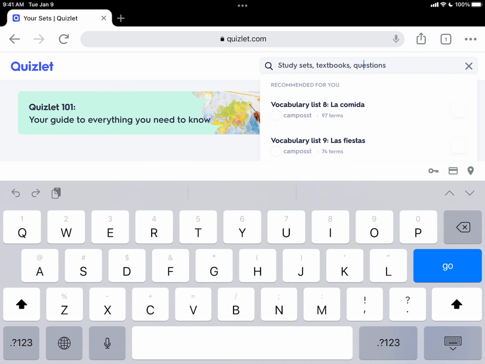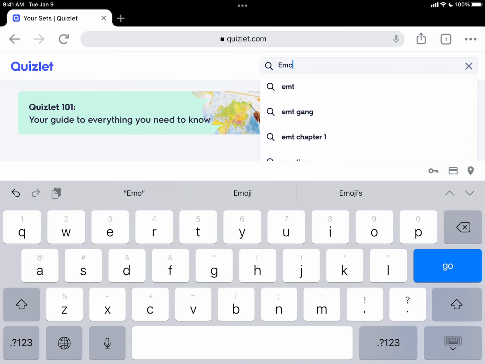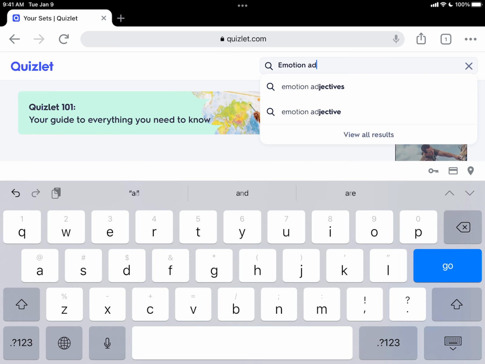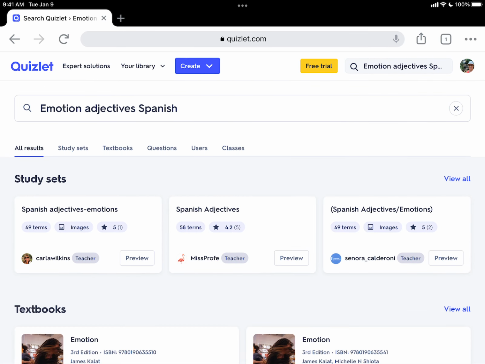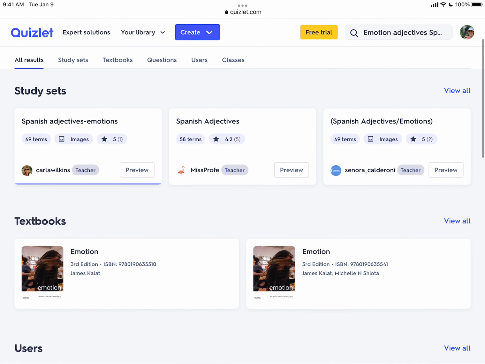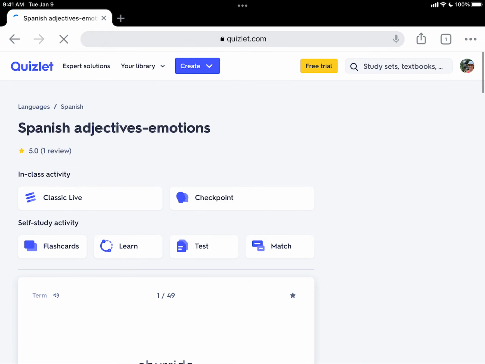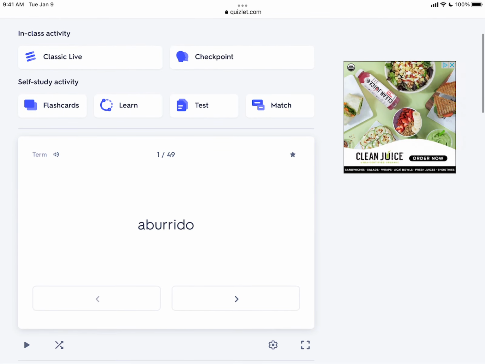You could simply go to the search bar and type in emotion adjectives. Specify Spanish, probably. That's a good idea. Let's see what we come up with. Maybe you just type in adjective Spanish. Okay, and I like to look for the ones that have teacher on them. You can do with students, but I can't guarantee that there won't be errors.